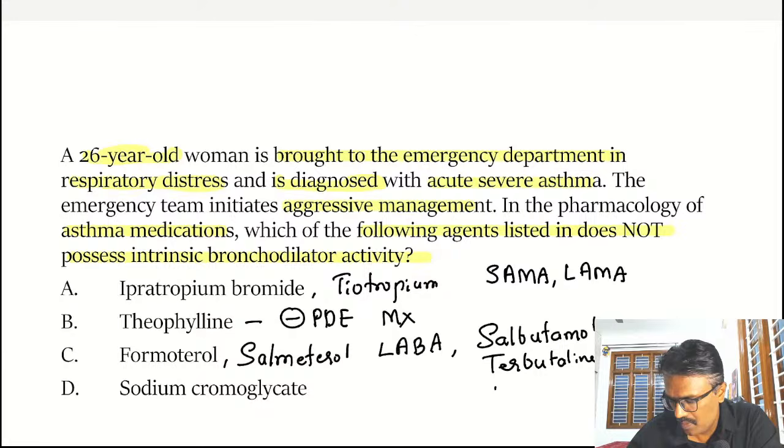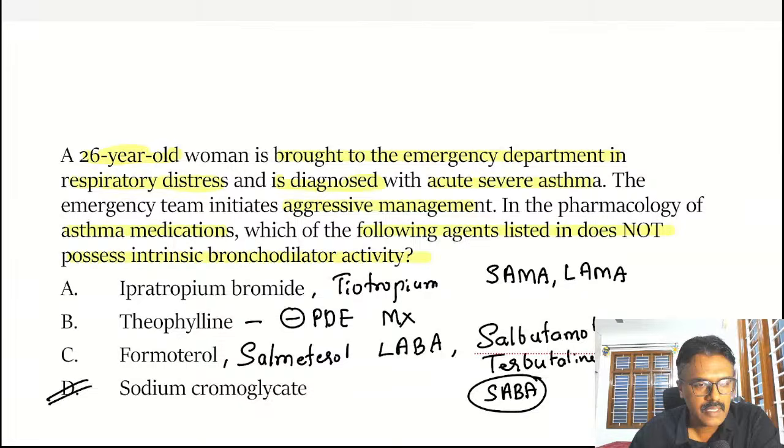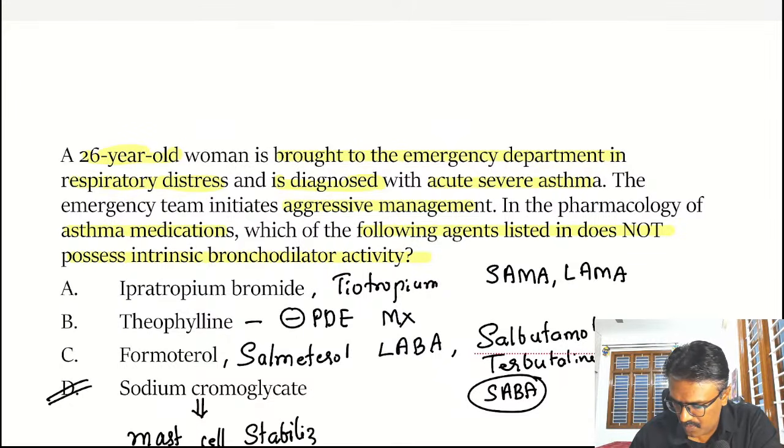They belong to SABA. They are also bronchodilators. Which is not a bronchodilator is option D, sodium cromoglycate. What is this, sir? It is a mast cell stabilizer, and it is not used for attack of asthma, it is used for prophylaxis of asthma.